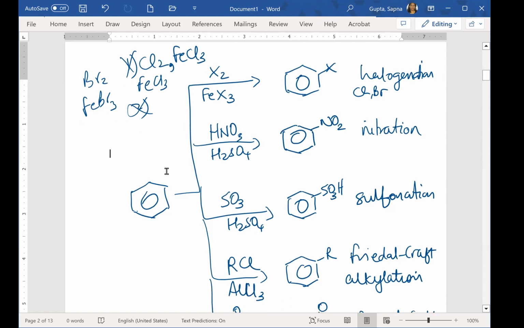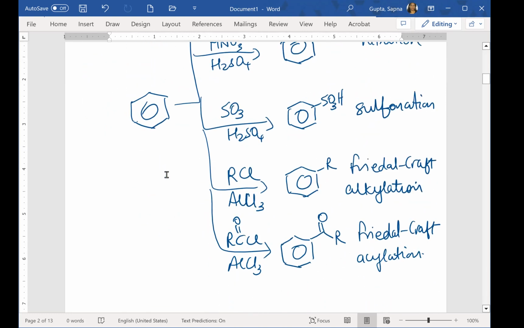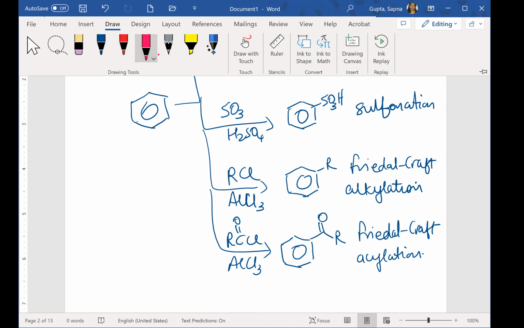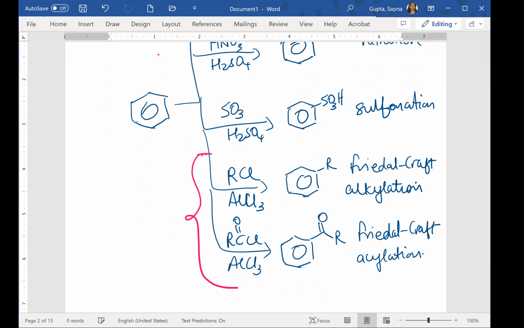Again, remember I told you if we don't write anything before these acids, it means they are concentrated acids. So both of the acids here are concentrated acids. That's nitration. Here, HNO3 is the reagent and H2SO4 is the catalyst. Then the next one is sulfonation. Sulfonation is SO3 and then H2SO4. The next two reactions are really very interesting reactions. We're going to spend some time on these when we get there.